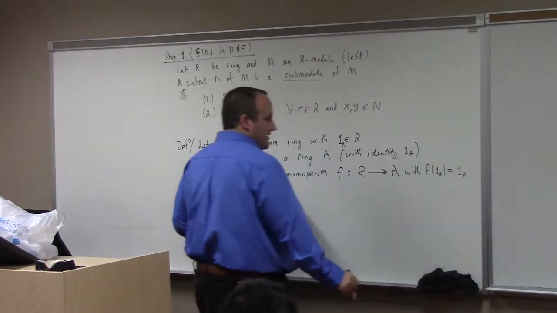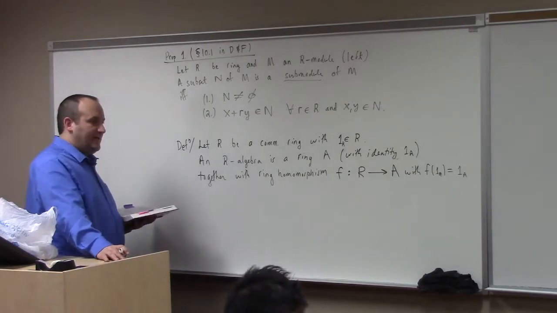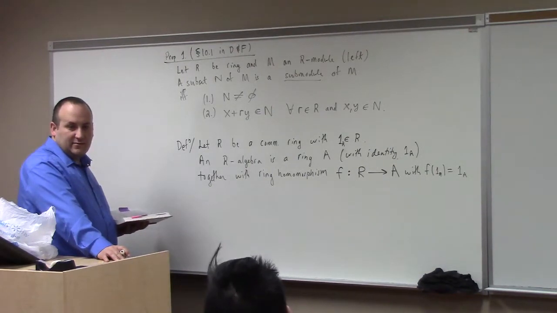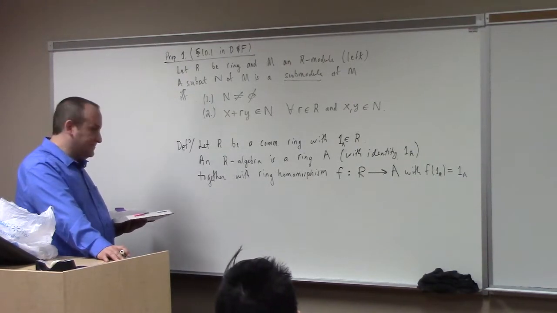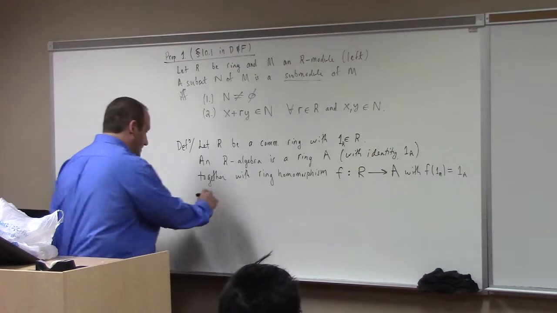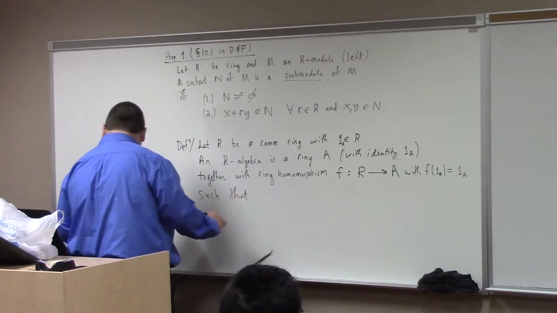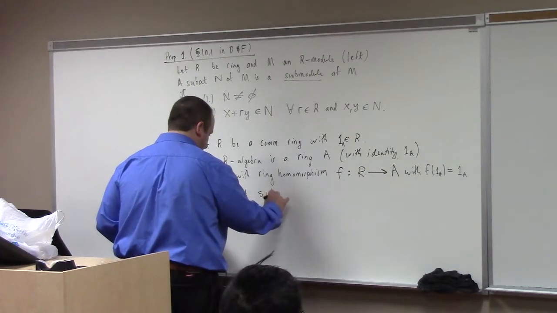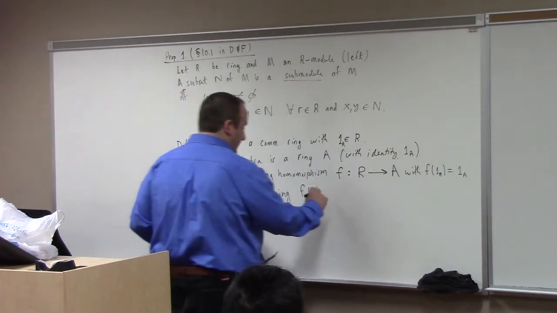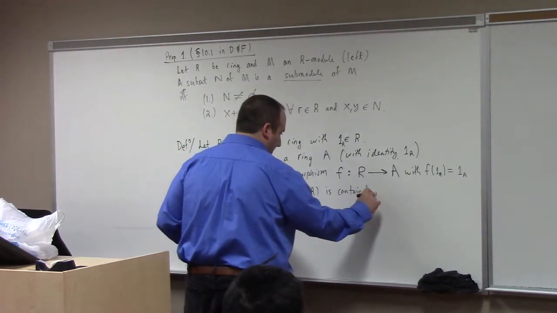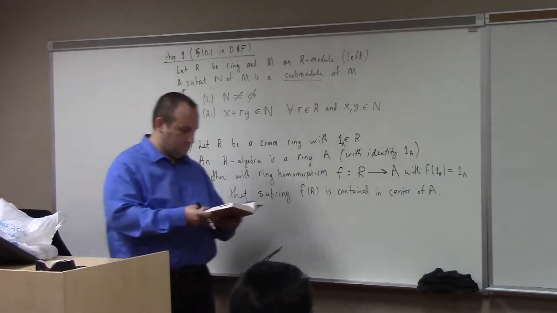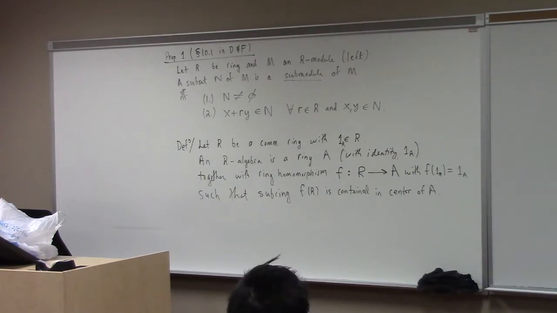You've got to understand, depending on which book you have studied abstract algebra from, you may or may not be inculcated with the idea that the ring homomorphism sends one to one. If you've been working with rings without identity, then you wouldn't make that part of your ring homomorphism structure. Of course, you did, because we worked with rings with identity. Now, such that what? Here's the kicker, that the subring f of R is contained in the center of A. So this is an R-algebra.